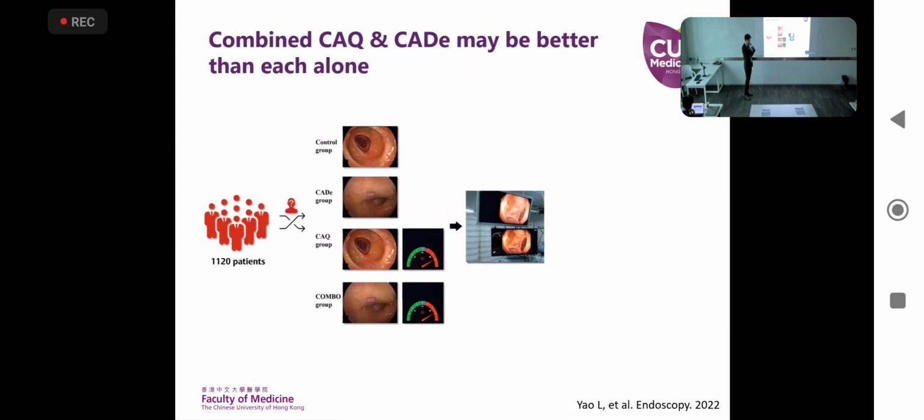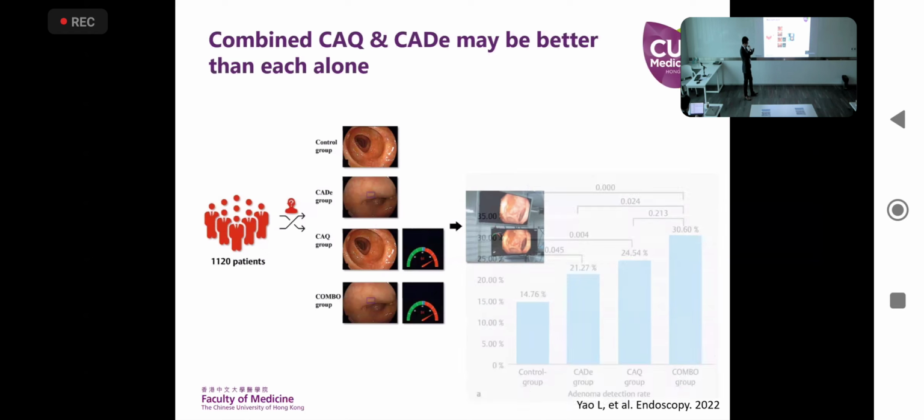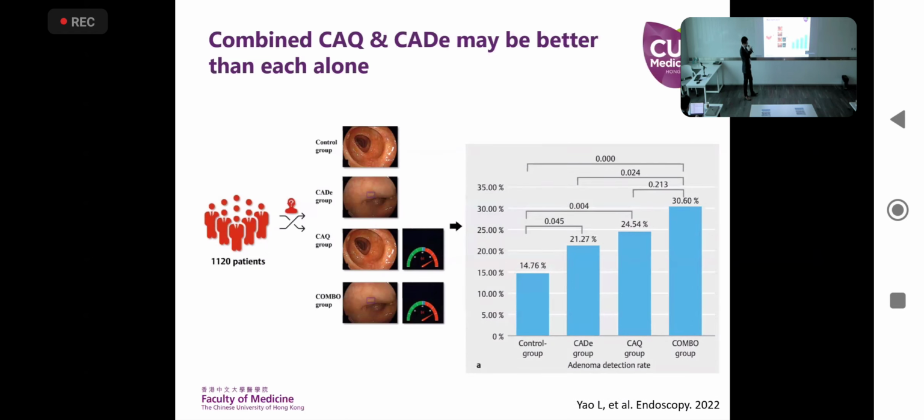Talking about all this quality control, the main issue is whether it can be translated into clinical outcomes. There's a landmark trial in endoscopy, which is a four-arm RCT comparing the control, the CADe group, the CAQ group, and also the combo group. The results clearly show that when we combine all the AI-assisted endoscopy, we can achieve a much higher adenoma detection rate compared to the control group.